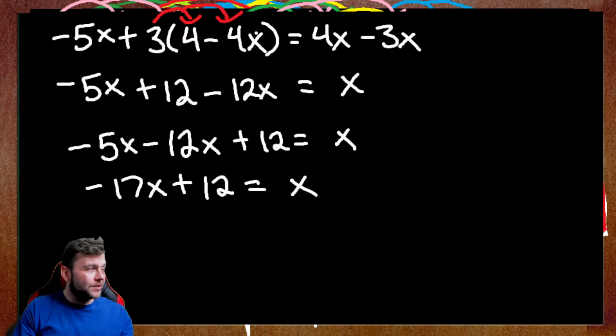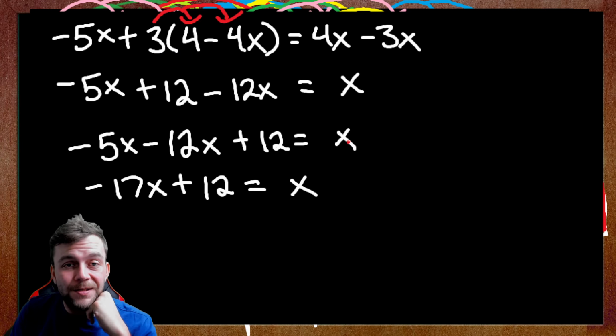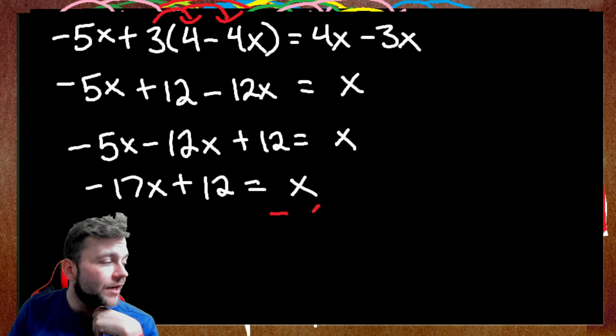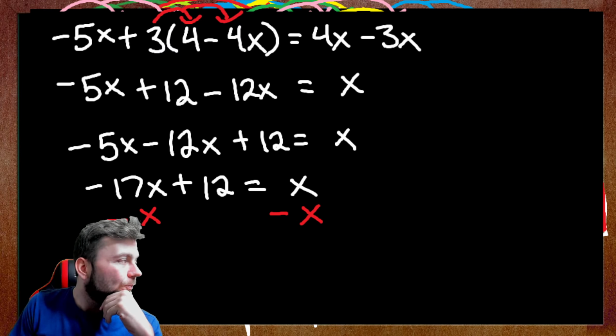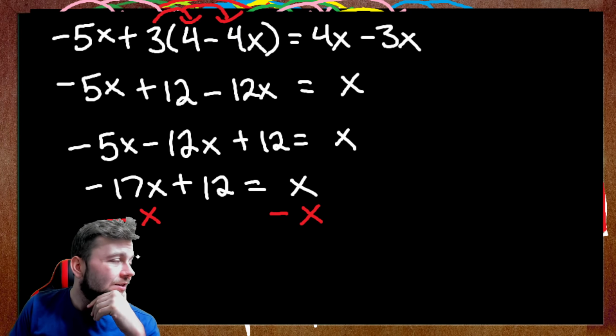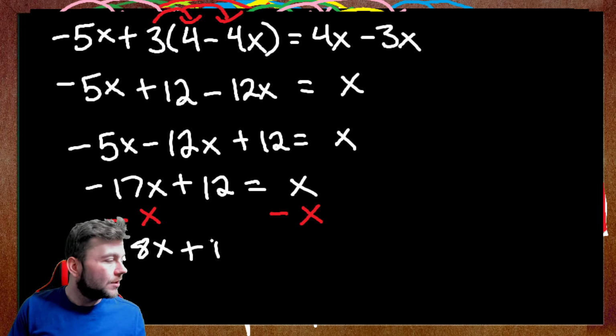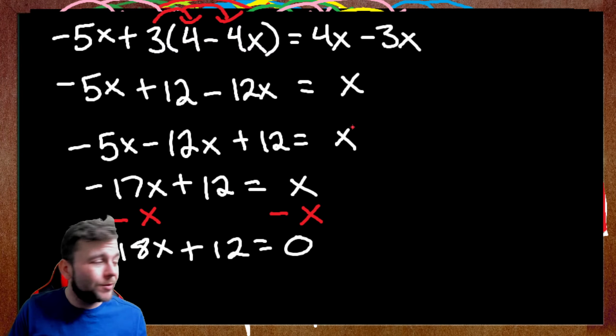Let's move the x. So, what's the opposite of a positive x? A negative x. We do that to both sides. So, you get negative 17x minus x. That is a negative 18x plus 12 equals 0. Okay. Now it's looking like an okay problem.